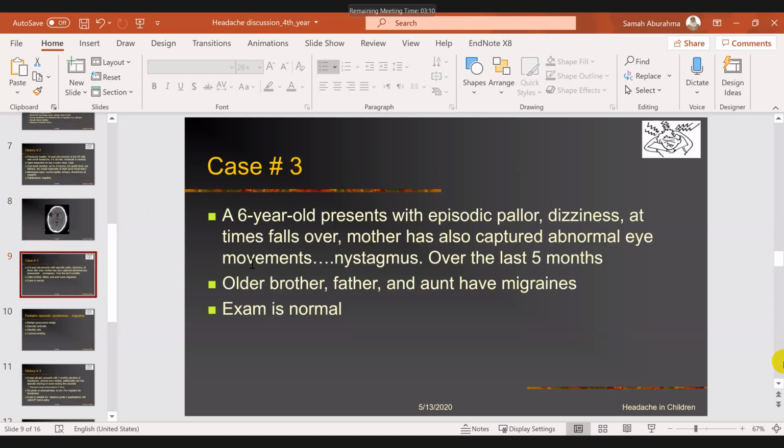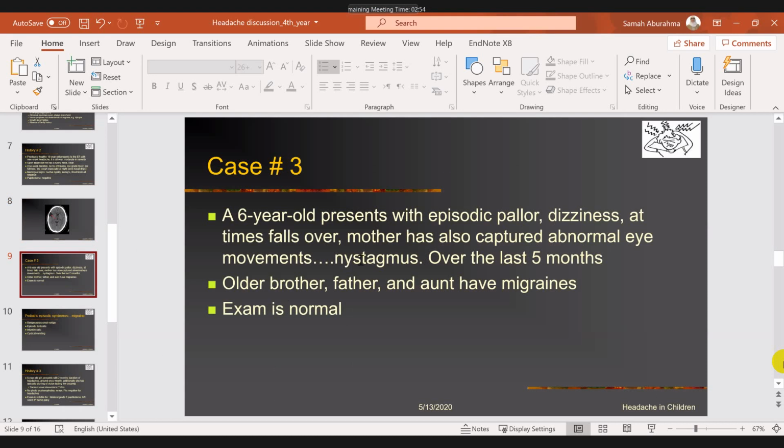Okay, let's talk about this patient. Last thing, because I want to introduce you. This is a 6-year-old with episodic pallor, dizziness, and falling. When his mother recorded the event, he had nystagmus over the last 5 months.